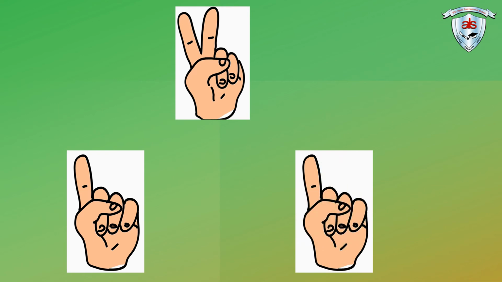So now tell me, what number do you get when you add this both the numbers 1 and 1? So 1 and 1 make number 2. Wow, good. Let's go to the next one.